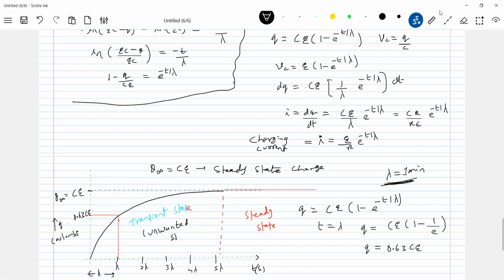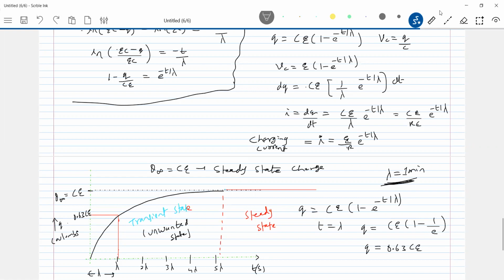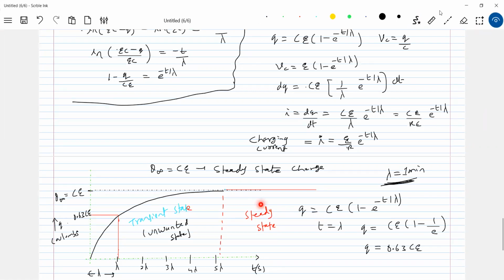This unwanted state should be as little as possible. No engineer will predict it, and any equipment that gets damaged will get damaged in the transient state only, because we never design any equipment to work in the transient state. The equipment is designed for steady state.